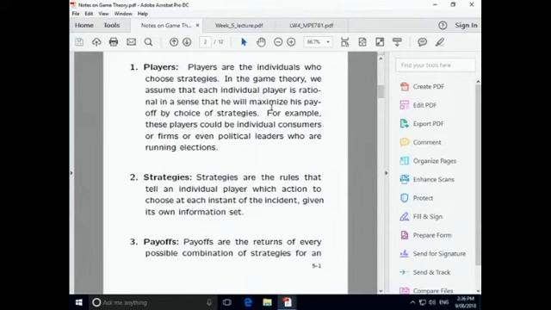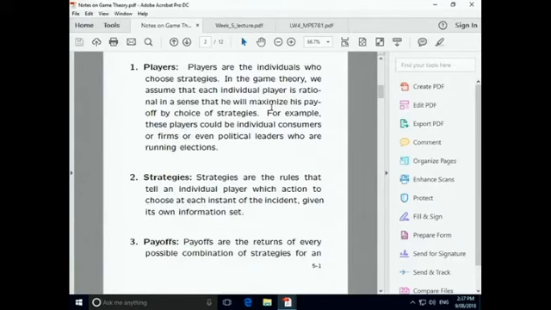Now, what are the strategies? Look at this. Strategies are the rules that tell an individual player which action to choose at each instance of the game, given his own information set. So strategy basically is the rule. Given my information set, what will be the best response or the best strategy that I can choose so that I can maximize my objective, right? Similarly, every strategy has a payoff. Of course, each strategy you choose will give you a different level of profit. And your strategy will be the best one that gives you the highest profit, and so on, right? So this is the payoff.